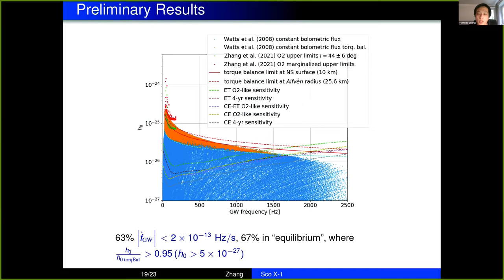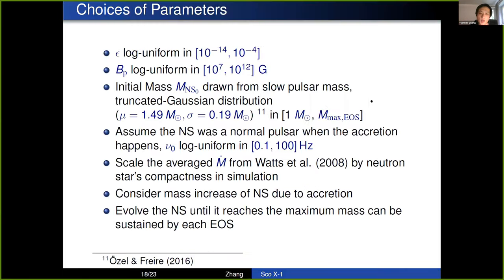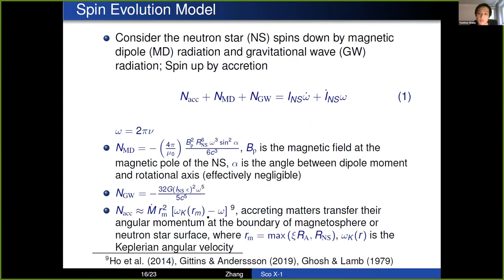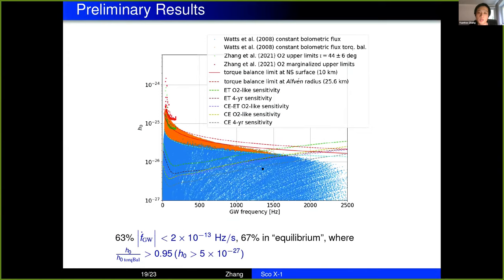In Bildsten's equation, the torque balance limit, there's actually no omega k; it doesn't have this minus term here. They basically just have the first term, so you're just equating the accretion torque to the gravitational wave torque, and you can get a strain stress level. In this case, what I mean by it being above that is that we consider the magnetospheric radius instead of just assuming the accretion happens on the neutron star surface. That's basically the reason why it's spinning faster above the torque balance level.